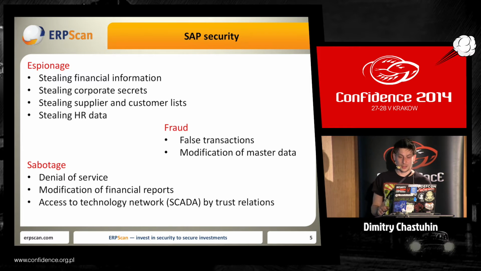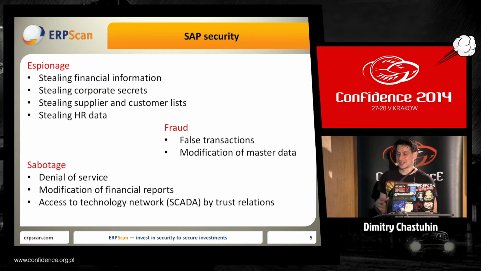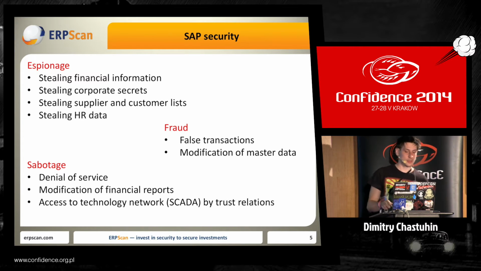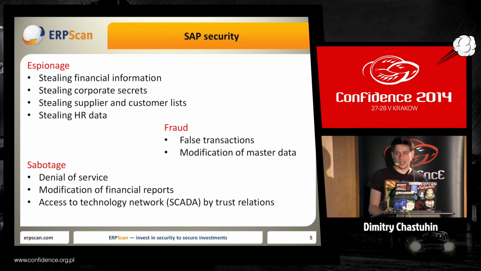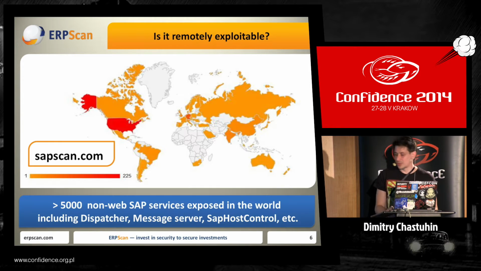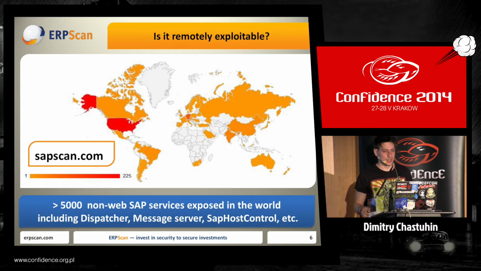That is possible because the SAP system is a place where all data from other systems comes to be stored and processed. That's why it's possible to attack other systems after compromising the SAP system. And that's why it's very important to protect the SAP system.